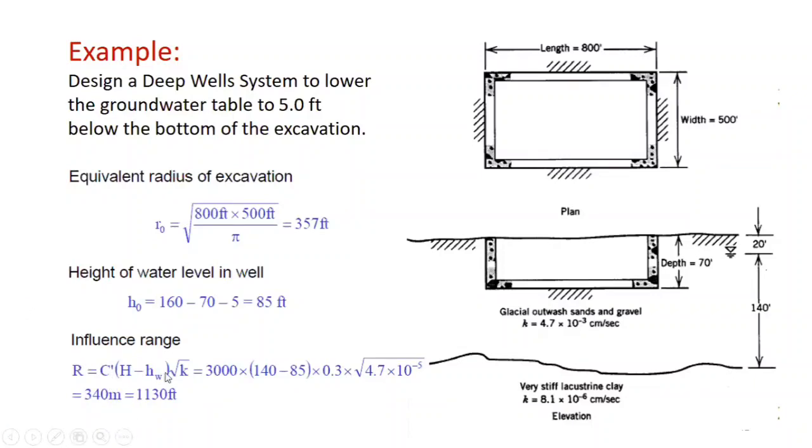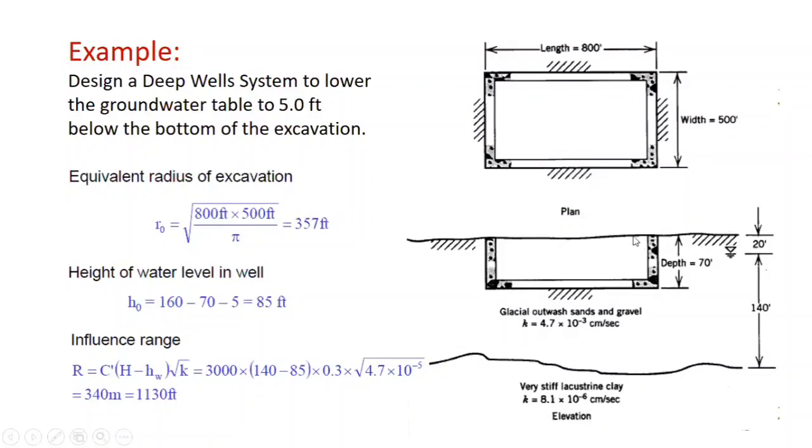You see there is a constant, which is 3000 over here. H minus h, you can see over here. H is the initial height of the water table, or the water level, with reference to this datum. So it is 140 minus h_w, the height of water in the well, or you can say H naught, the same thing. So this is going to be 140 minus 85, into 0.3. This is actually converting feet into meters, because this formula requires everything in meters. Then the hydraulic conductivity is 4.7 times 10 to the minus 5.